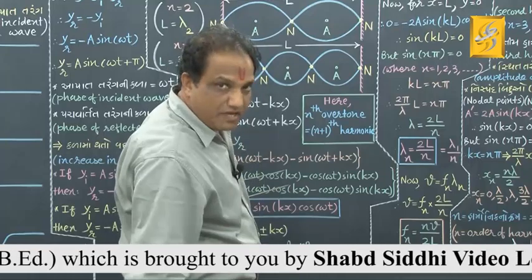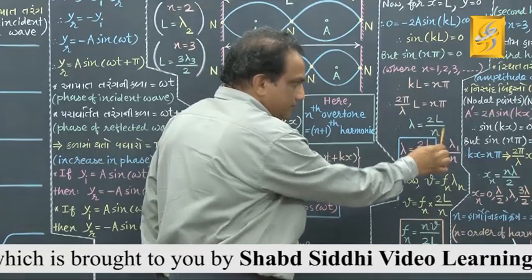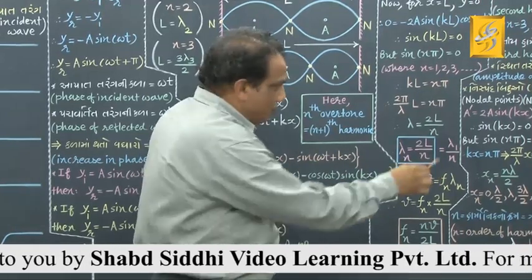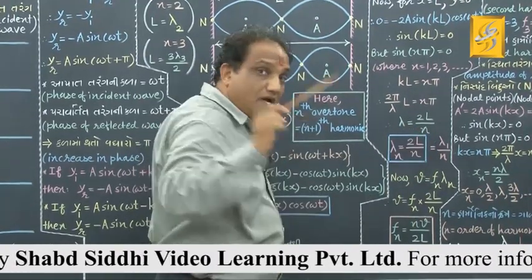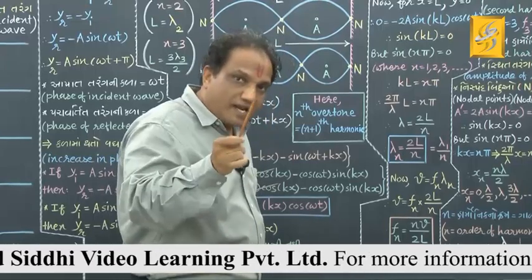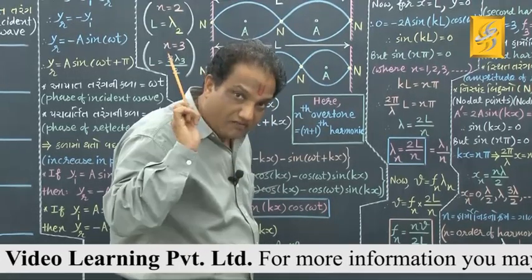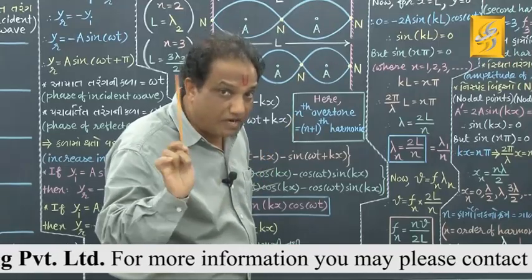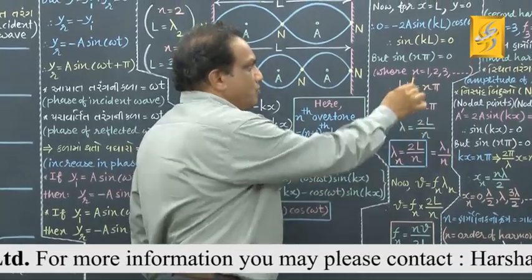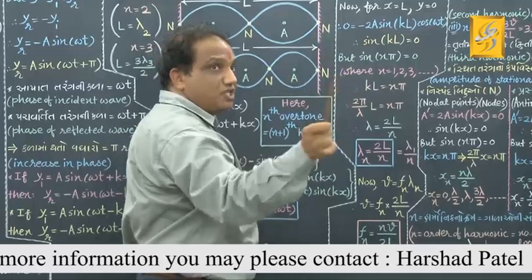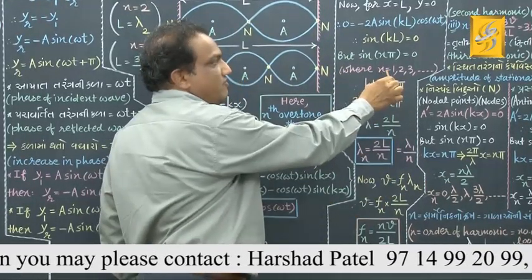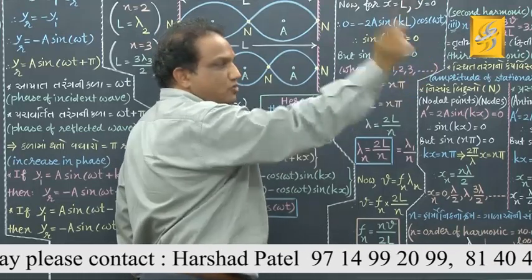Now tell me, can you take n equal to 0? N is there in the denominator. If you take n equal to 0, then this wavelength would become infinite. There cannot be any wave with infinite wavelength. So from the physics point of view, it is absurd, meaningless. Mathematically you may take n equal to 0 here, but from the physics point of view it is not possible. That's why we begin the value of n from 1 onwards. Correct? 1, 2, 3, and so on.